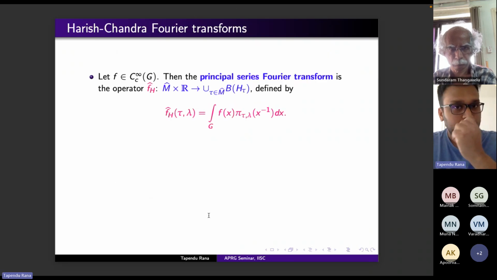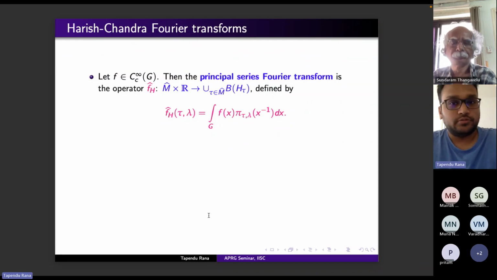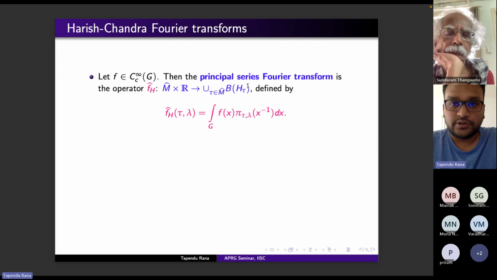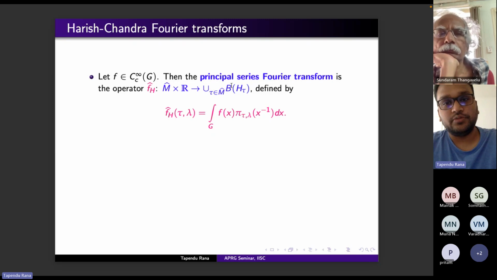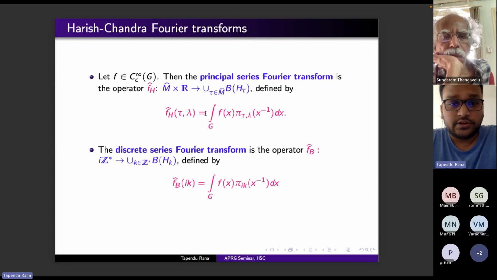Okay. So since we are in a group setting, suppose we take compactly supported smooth functions f. Then the spin series Fourier transform F_H hat is an operator from M hat cross R to B(H) star, defined like this: F_H f(tau, lambda) equals the integral over G of f(x) pi tau lambda (x inverse) dx. This is defined as usual in the weak sense. Similarly, we define the discrete series Fourier transform as the operator F_B hat from Z star to the union of B(H_k), k belonging to Z star, defined similarly to the case of the principal series representation.